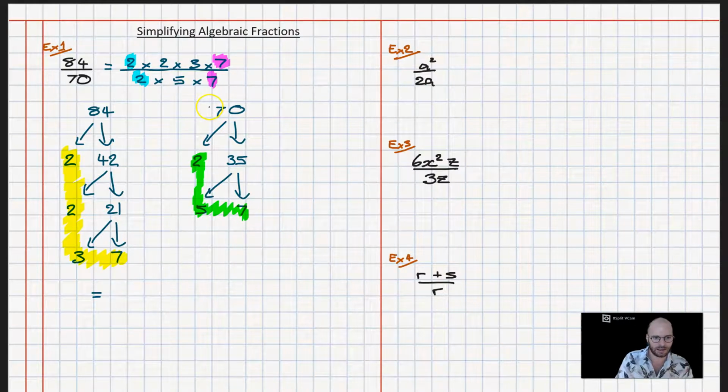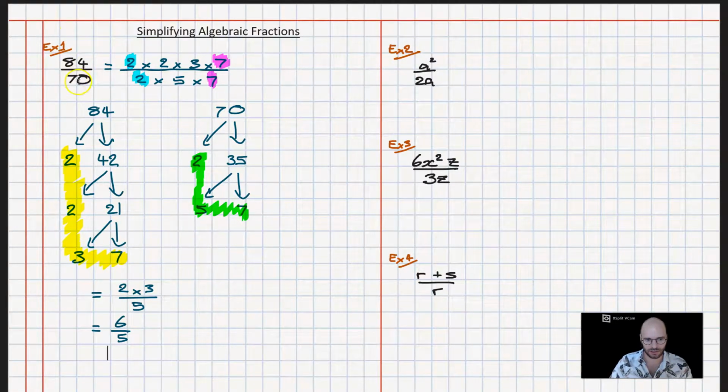Alright, now I'm going to rewrite this out, ignoring the numbers that we highlighted. So we're going to get a 2 times 3, and then we're going to get a 5. Simplifying this out, we're going to get 6 over 5. So that would be our answer. The simplification of 84 over 70 is simply 6 over 5. So notice the technique. We break everything down into its prime numbers and then we cancel out like for like. So 2 and 2, 7 and 7, and then we keep the rest.